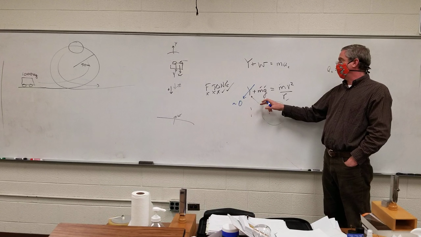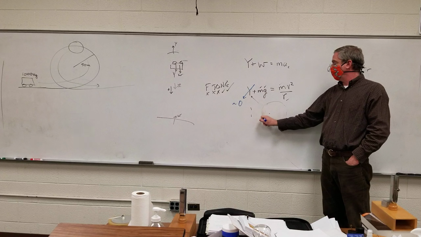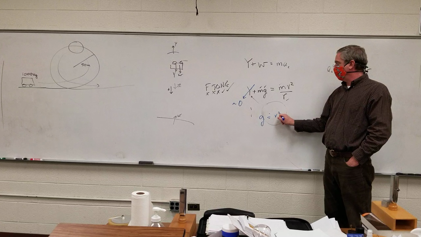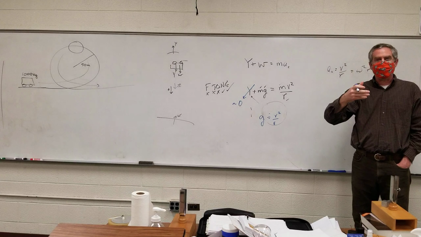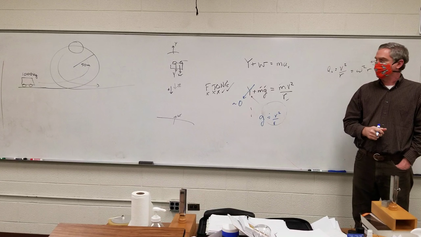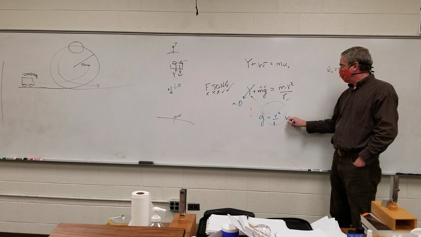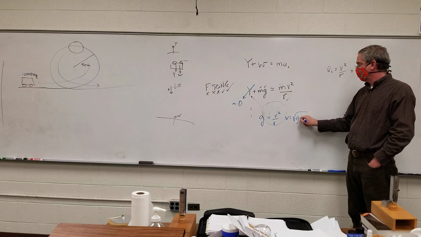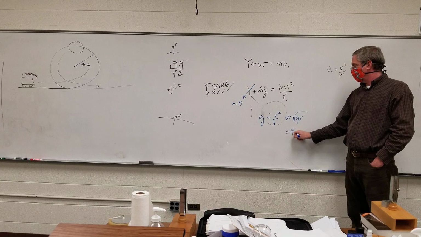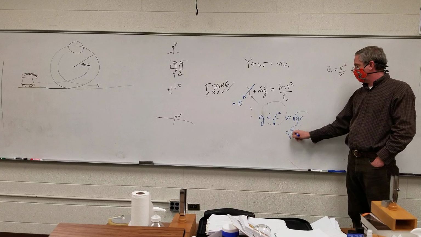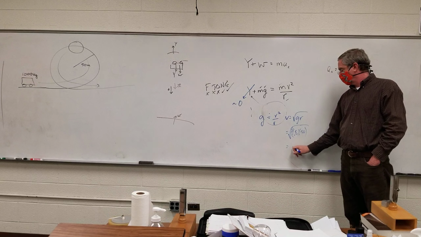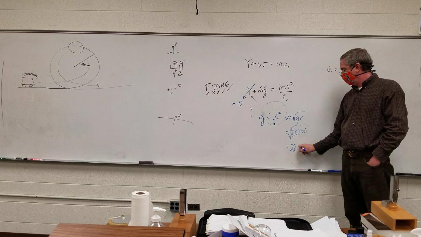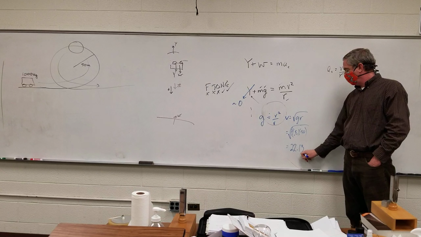So now we're left with the simplification of g is v squared over r. In other words, we're at the peak there. The acceleration due to gravity is the centripetal acceleration. And so v is just the square root of gr, which is the square root of 9.8 times 50, which is 22.134.